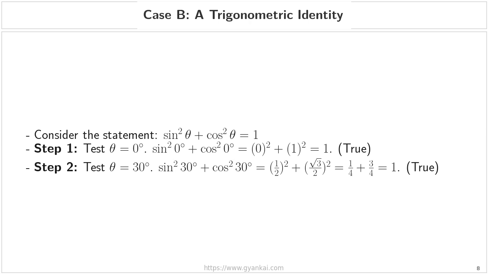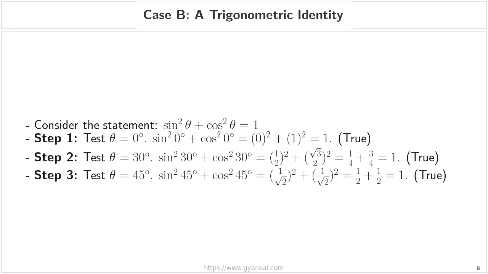Moving to step 2, let's test theta equals 30 degrees. Here, we have sine of 30 degrees squared plus cosine of 30 degrees squared. We know that sine of 30 degrees is 1/2 and cosine of 30 degrees is the square root of 3 over 2. Squaring these gives us 1/4 plus 3/4, which, when added together, equals exactly 1. Again, the statement holds true.